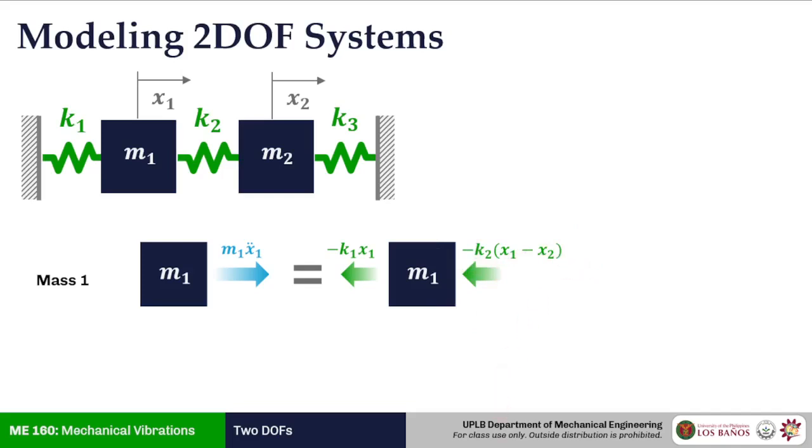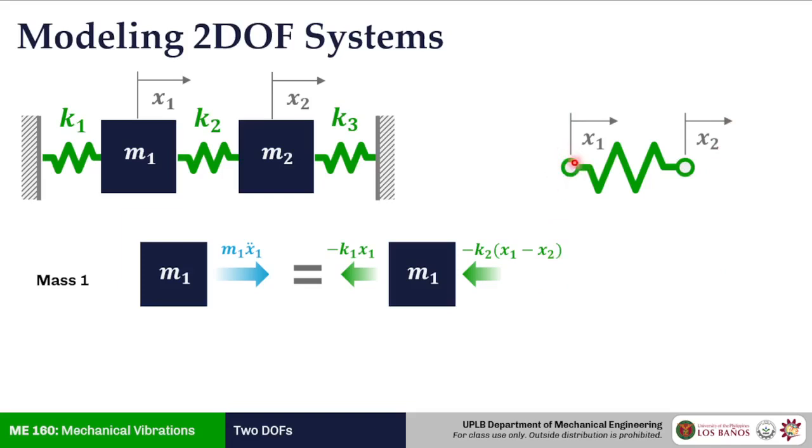So if we look at K2, we see that K2 is actually being influenced by the movement of the two masses. So here we have mass 1 associated with x1, and then here we have x2. So why is it a difference? Why is it not a sum? So think of it this way.